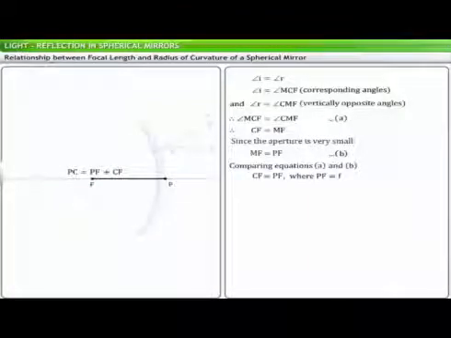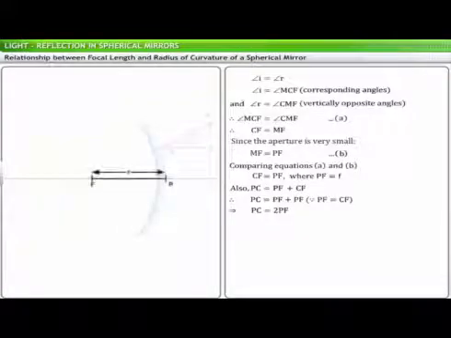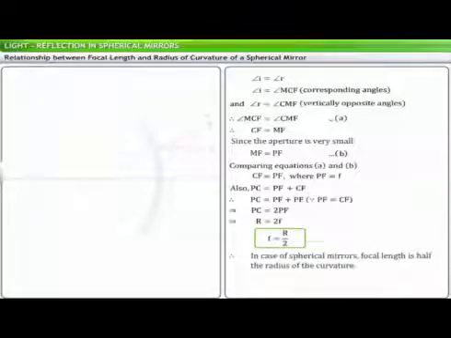Also, PC is equal to PF plus CF. Or, PC is equal to 2PF, since CF is equal to PF. Therefore, R, the radius of curvature of the spherical mirror, is equal to 2PF. But PF is nothing but the focal length of the mirror. Therefore, R is equal to 2F, or F is equal to R divided by 2. Hence, in case of spherical mirrors, the focal length is half the radius of the curvature.